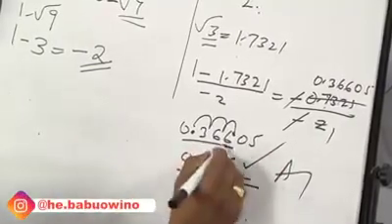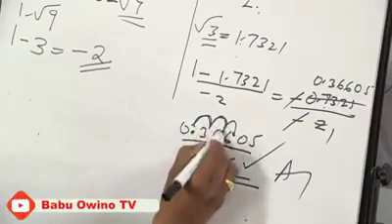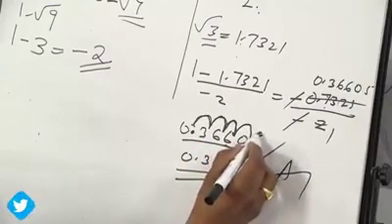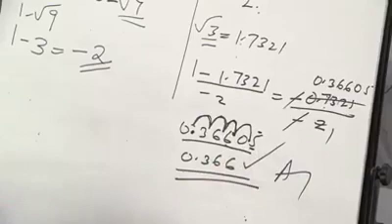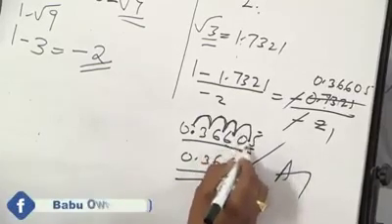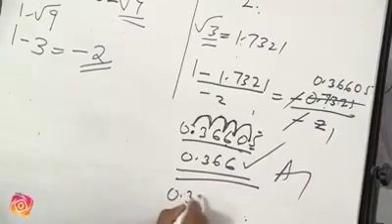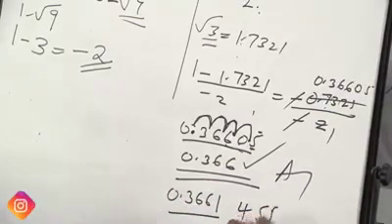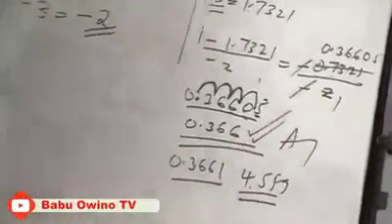Suppose they wanted this answer to 4 significant figures. Then you move 1, 2, 3, 4. When 4 is there, you look at the next number. When the next number is 5 or more than 5, then it adds a value to it. The value that it adds is only 1. So the answer becomes 0.3661. This is to 4 significant figures, and this is to 3 significant figures.